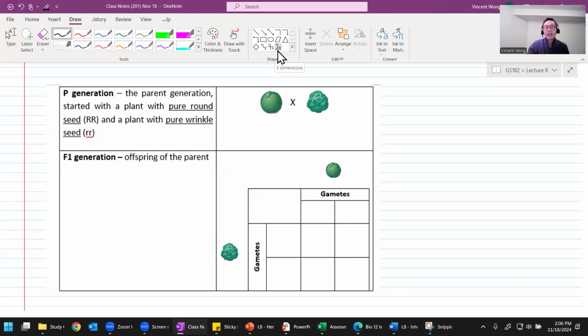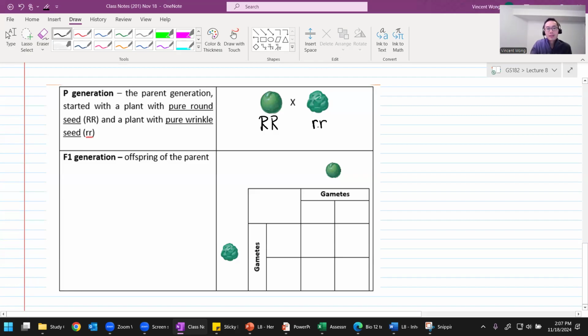It's the same idea as people who buy purebred dogs. They are purebred because they always consistently produce the same trait. In other words, they are actually homozygous for those traits. So he took a plant with pure round seed, which we can write big R, big R for its genotype, and then he's going to breed it with a pure wrinkle seed, which is little r, little r.